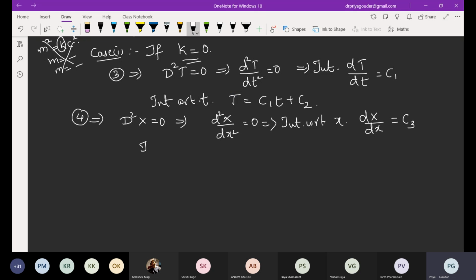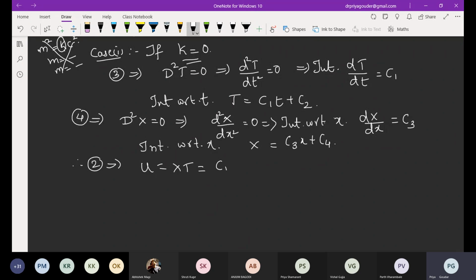What is the next step? Again, integrate with respect to x. So integration of dx by x is x. Integration of C3 is C3x plus C4. Very good. This is not the end of case 1. We have to substitute the value in equation 2. Therefore, equation 2 becomes u equal to X times T, which is equal to T times X.